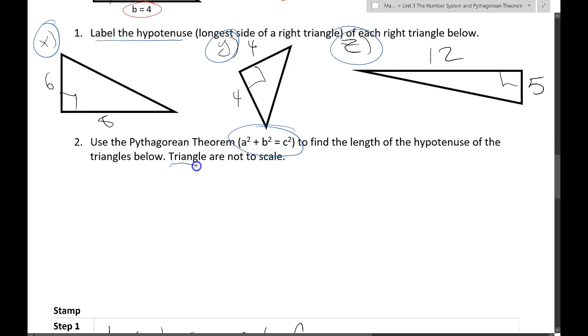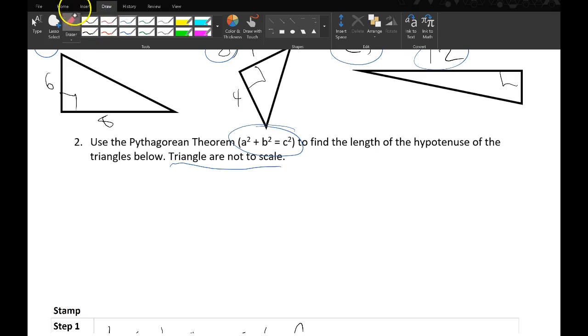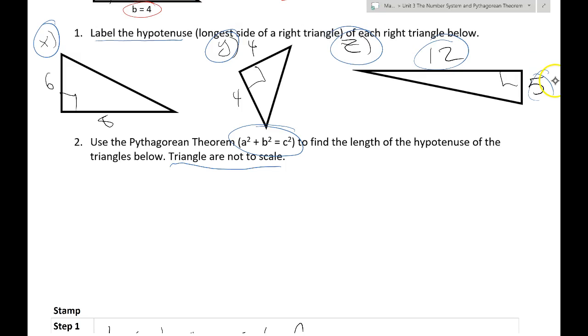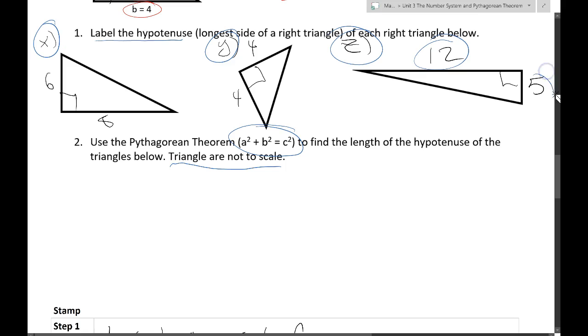Now, triangles are not to scale. What that means is these are pictures, these numbers have been applied to them, and you can't just measure these to find out what they are. You have to actually use the Pythagorean theorem. If you have any questions, please feel free to raise your hand. Best of luck.